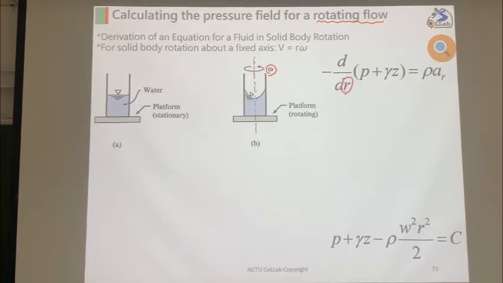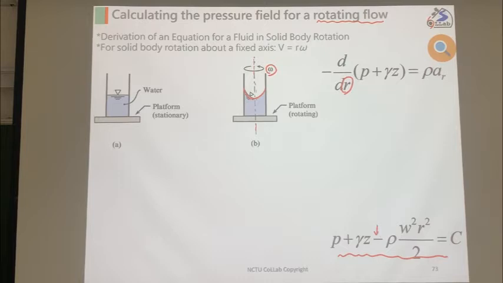try to observe how the fluid surface line changes. You can try to imagine that a high speed omega will have a large difference in the liquid surface line. But how to calculate? This is our final formula for the rotating flow, and the difference compared to the previous one is here.